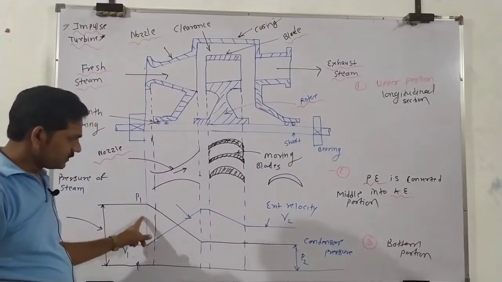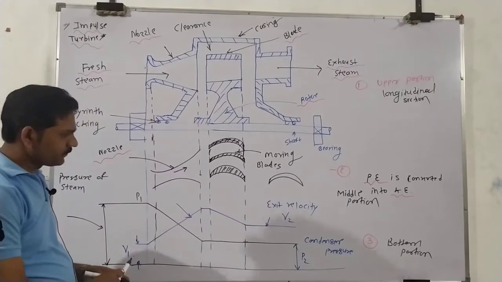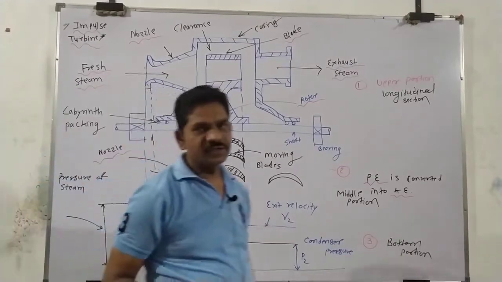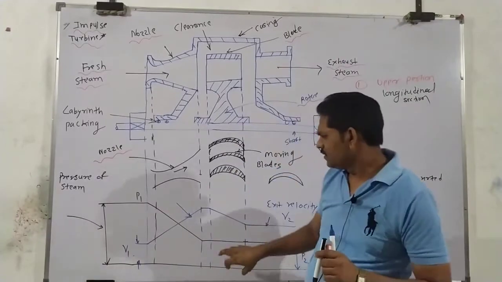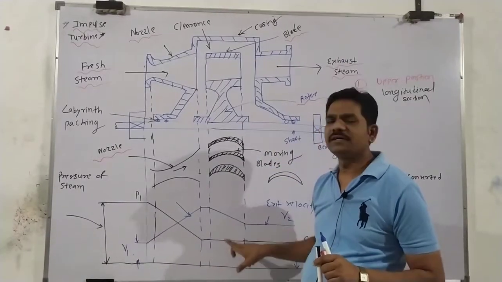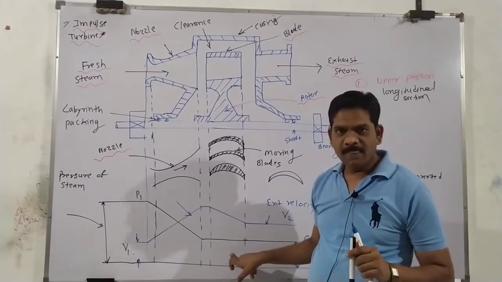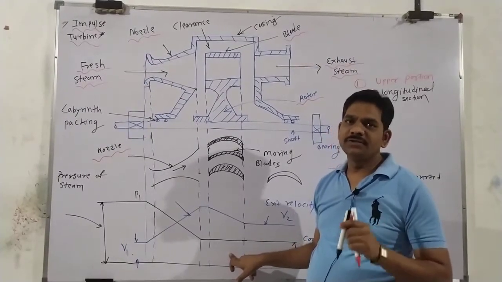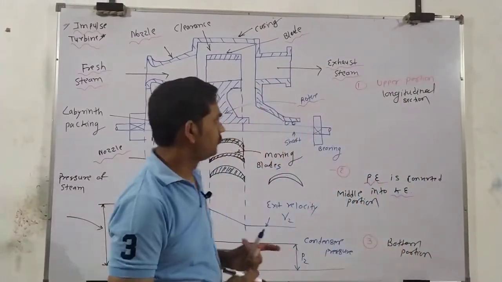Then the last section, the bottom portion. In the bottom portion, the variation of the pressure and kinetic energy of the steam is shown. This is the graphical representation in the third section, the graphical representation of the pressure and kinetic energy of the steam. So let us discuss it now.